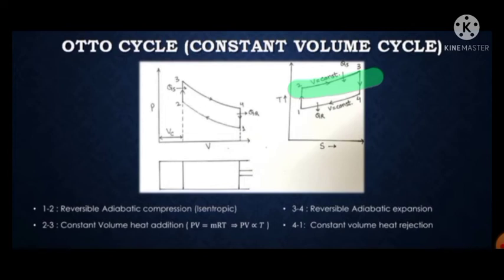3 to 4 is reversible adiabatic expansion. That is why it is a vertical line. And 4 to 1 is constant volume heat rejection. We have shown it like this. So these are the 4 important processes, and I have explained them on the PV as well as the TS diagram. Keep in mind these all 4 processes are for the Otto cycle. It is also called the constant volume cycle.